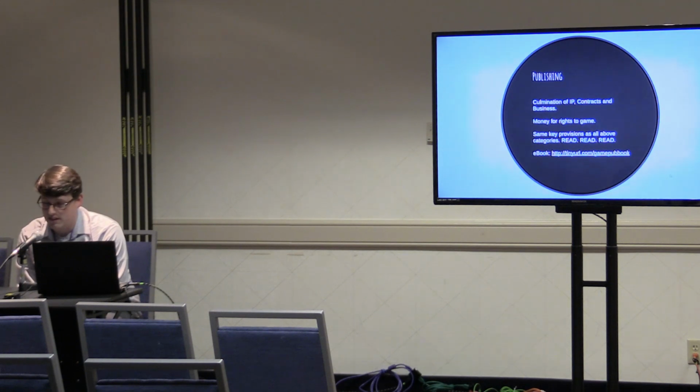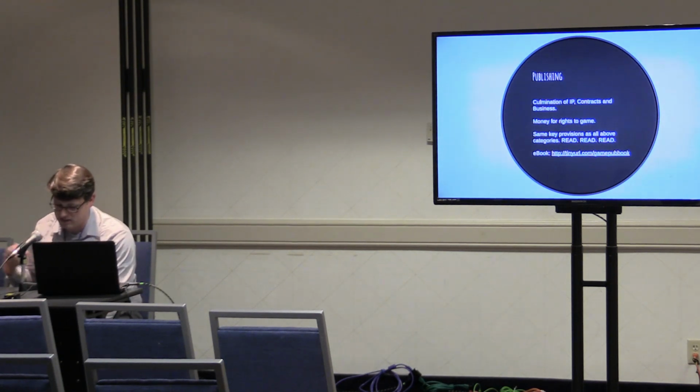All of that should be in that agreement, as well as termination, like we talked about before, and liability shifting provisions, like we talked about before. Literally everything we talked about for every other type of contract is probably going to show up in your publishing agreement, which is why it's the big one here.